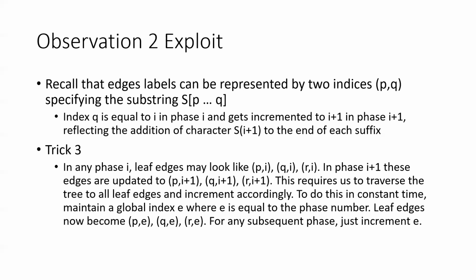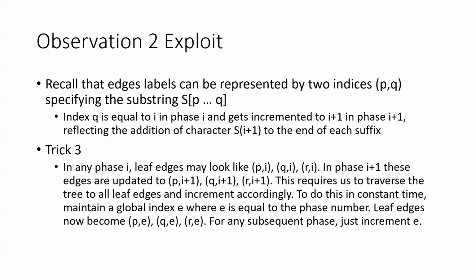So trick 3 says that in any phase i, the leaf edges are going to look like (p_i, i), (q_i, i), (r_i, i), right? Because the character on that leaf edge is always the final character, because that's what a leaf is. It's the end of a suffix. So in phase i+1, these edges are going to be updated to (p_i, i+1), (q_i, i+1), (r_i, i+1), and so on, right?